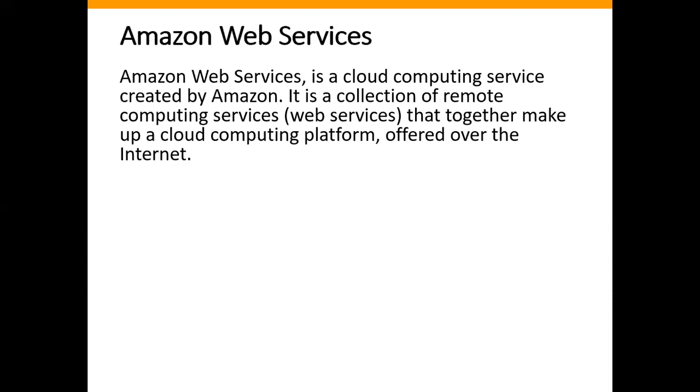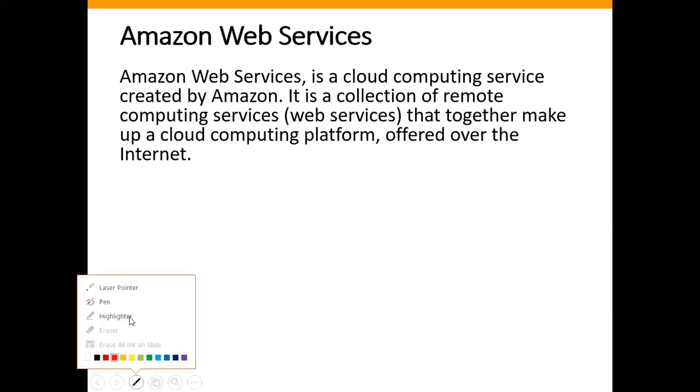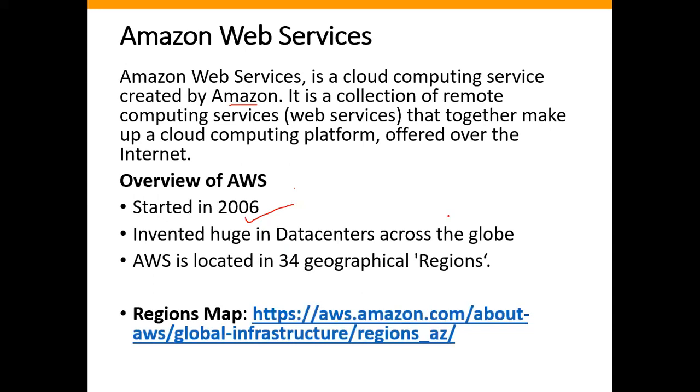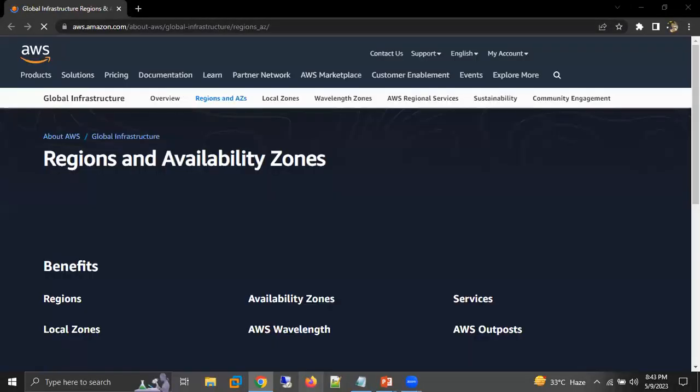Who started this cloud? A company called Amazon. They started in the year 2006, and now they have 34 regions. It means 34 data centers all over the world. In India, they have 2. In US, they have more than 2 also. Here I have given a link also, where we can see the full list of regions.